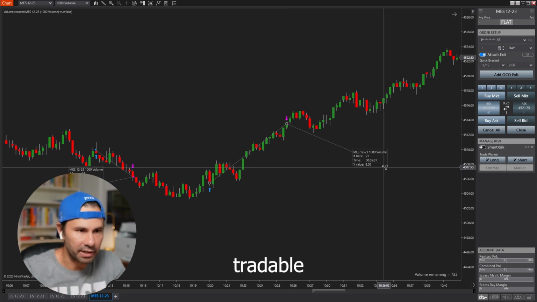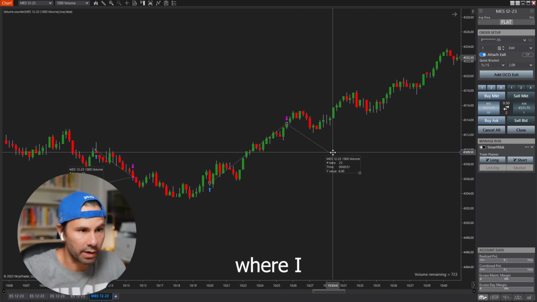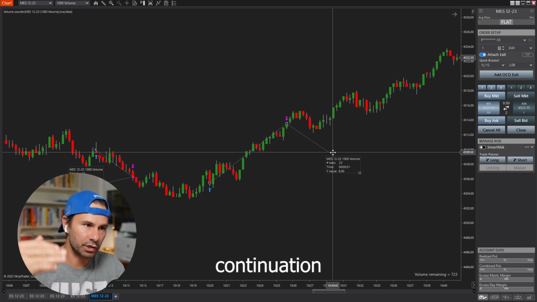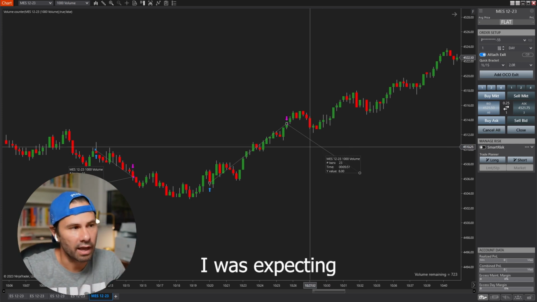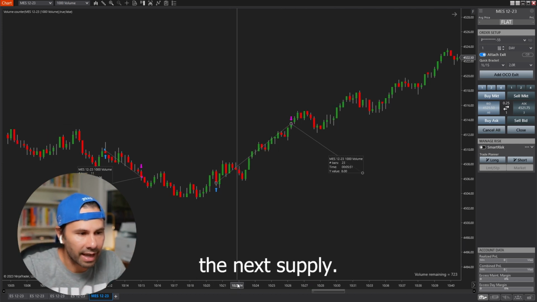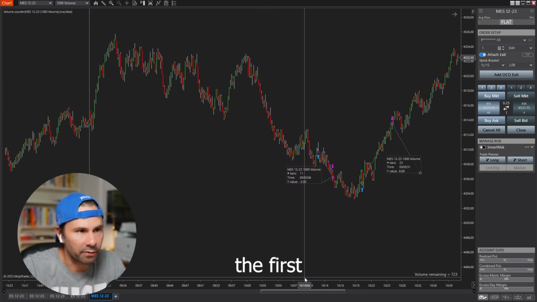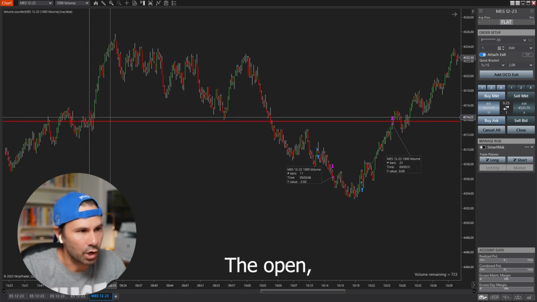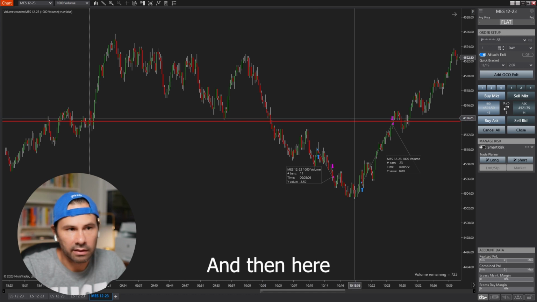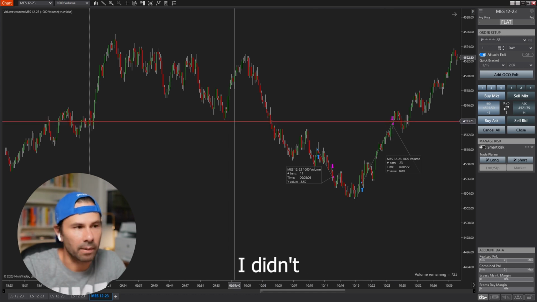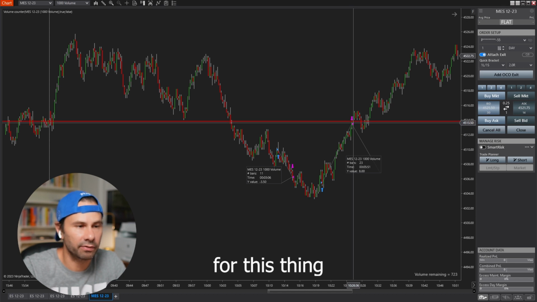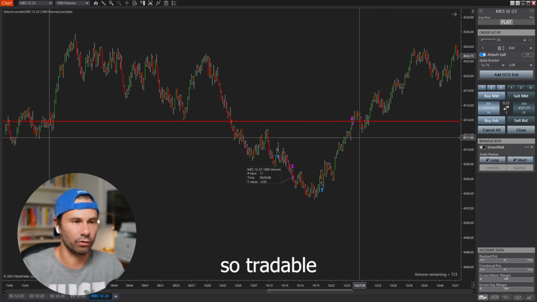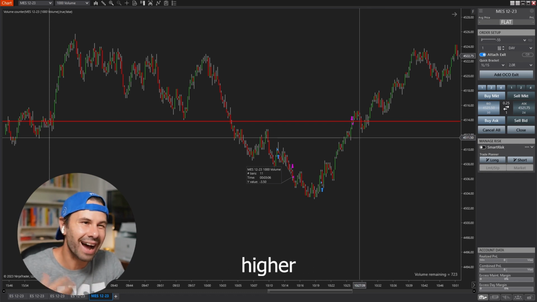Remember, I was taking a tradable reaction. It was not a trade where I expected a continuation, meaning a further continuation and keep breaking areas. So I was expecting this thing just to go to the next supply. And if you see here, the first resistance point was this pivot right here, right? The open, the pivot, and then here is where I bailed out right before. I didn't want to stretch this trade and take the risk for this thing to go down and stop me out, break even. You don't know what's going to happen. You have to have a plan. So tradable reactions, closer targets, so you have a higher probability to hit it.